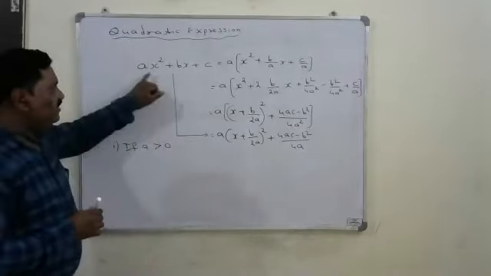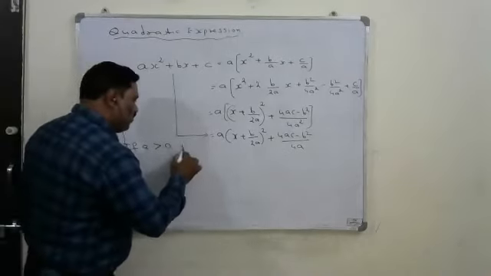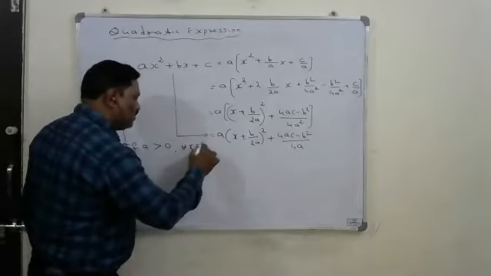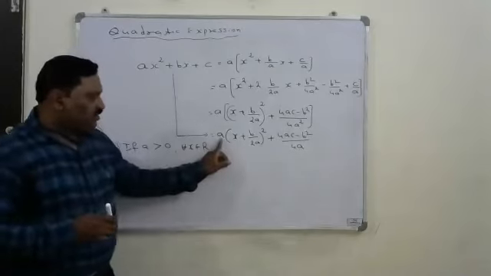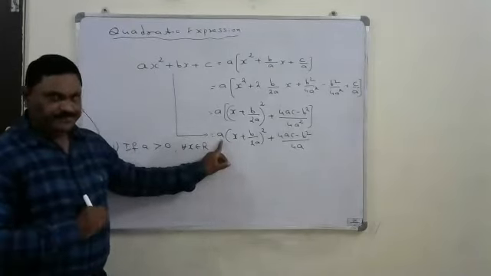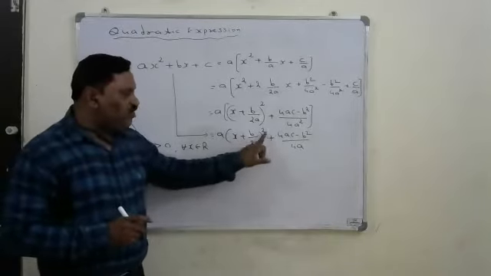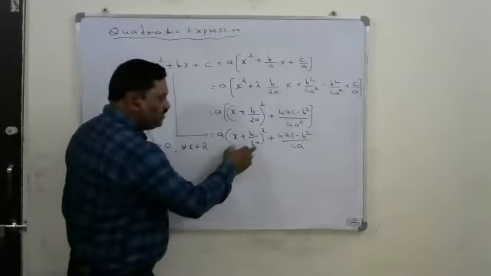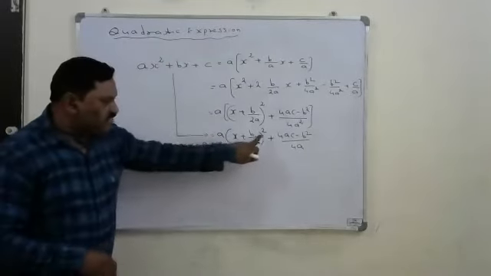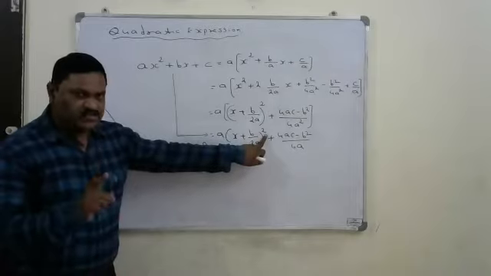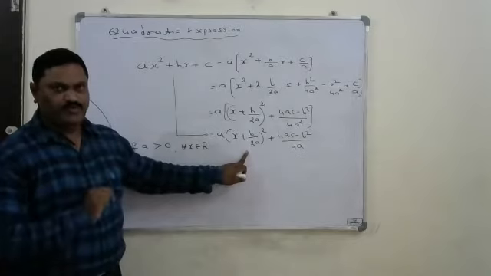Suppose a, that is the coefficient of x square, is positive. Then for all x belongs to R, for all the real values of x, observe that a is positive, right? For all x belongs to R, (x plus b by 2a) whole square is also positive for any value of x, since it is a perfect square. A perfect square never gives a negative value. This always gives positive, right?